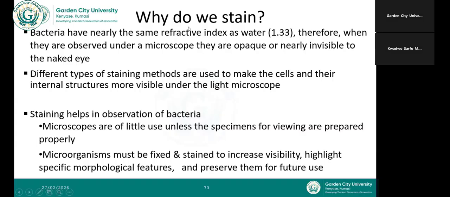I've explained why we stain. Sometimes you want to also look at the different internal structures of the organism. So when you stain with specific dyes, you are able to increase the visibility of those structures. And also stain to preserve them for future use.